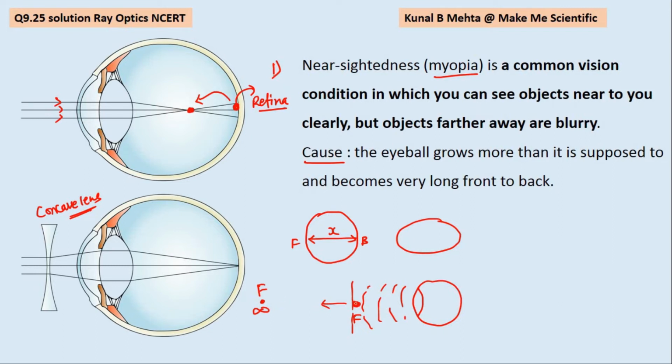And the identification of where the far point is can be done only by the ophthalmologist doctors, that means the specialized doctors of the eye. They have their instruments and they find the far point with the help of their machines, and finally they give you the number of the spectacles, which is the power of the lens.